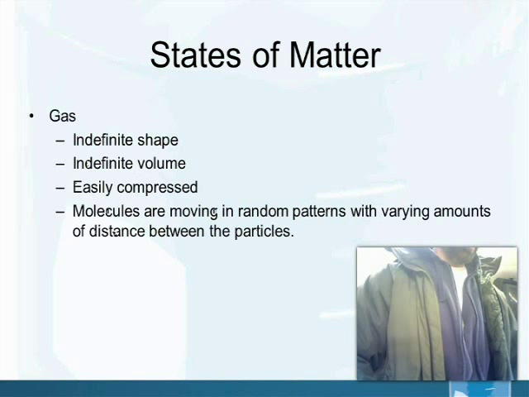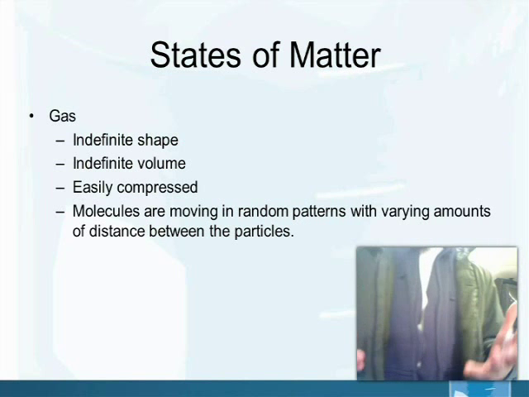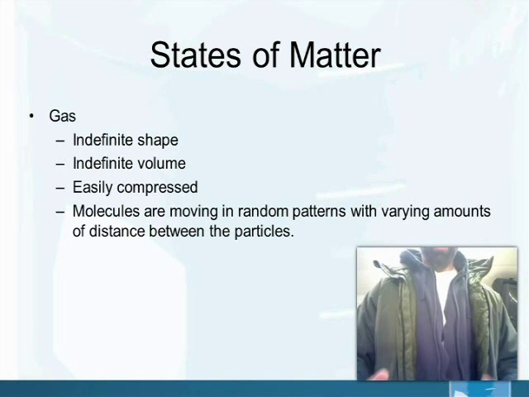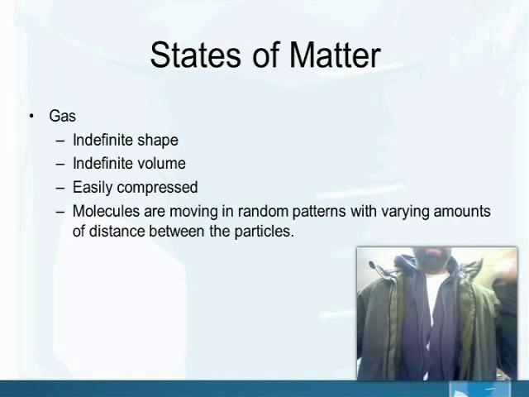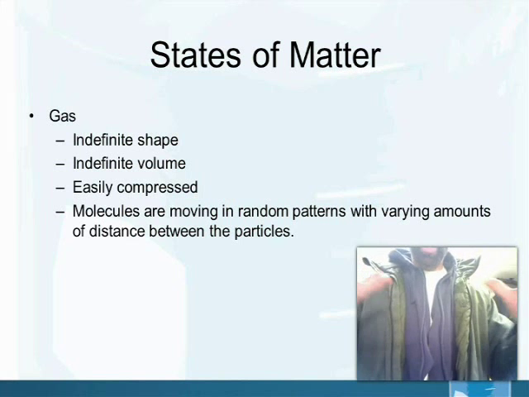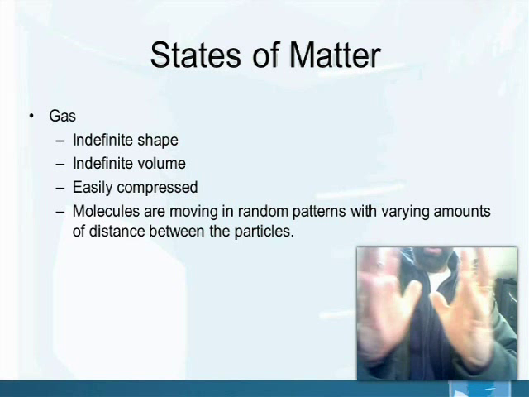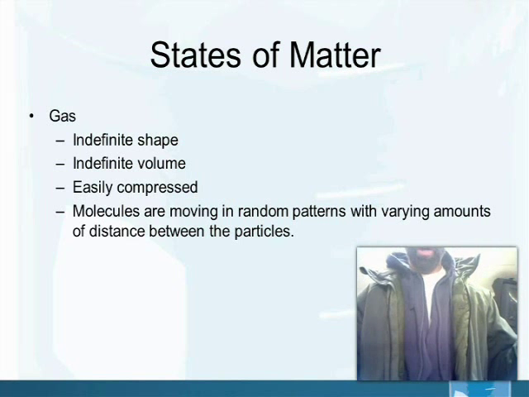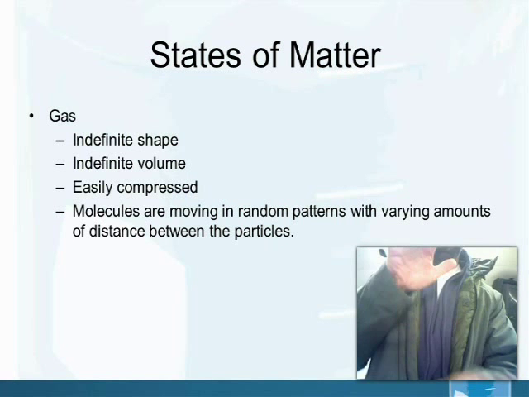Now a gas, such as the air we breathe, has an indefinite shape. There's no shape to it. An indefinite volume. So I can change the volume of the gas. Squeeze it, and it comes out. Thus it's easily compressed. I can easily squeeze it.